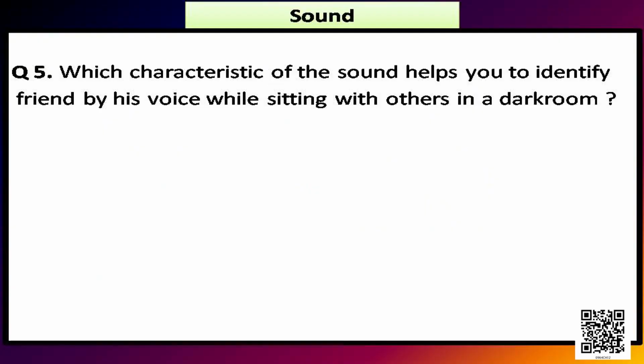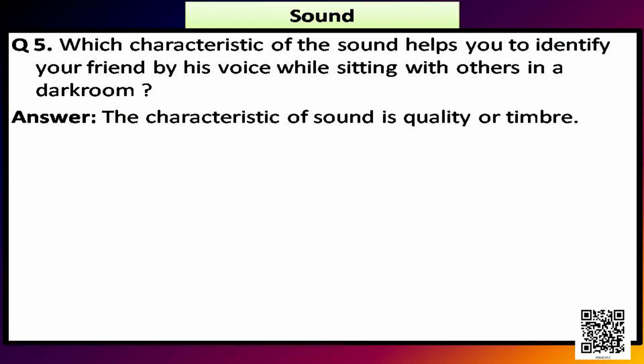The next question is, which characteristic of the sound helps you to identify your friend by his voice while sitting with others in a dark room? Let us now discuss the answer. So students, as we have discussed in our earlier classes, the quality of sound or the characteristic of the sound that helps us to identify any sound among many sounds is called quality or timbre. Hope you understand the answer.